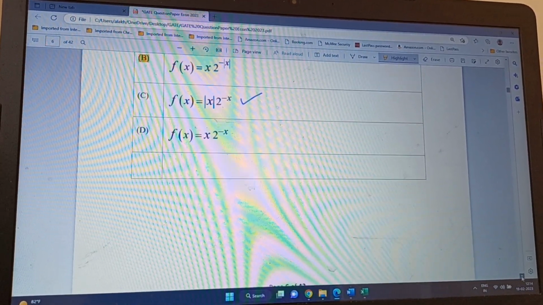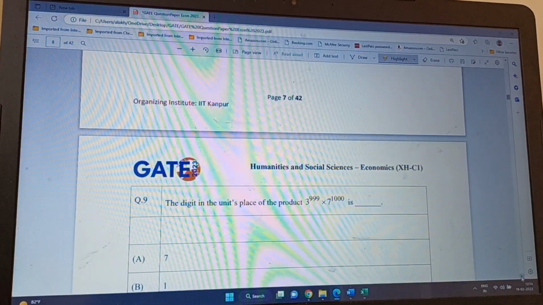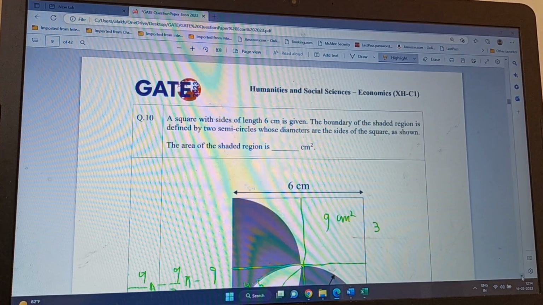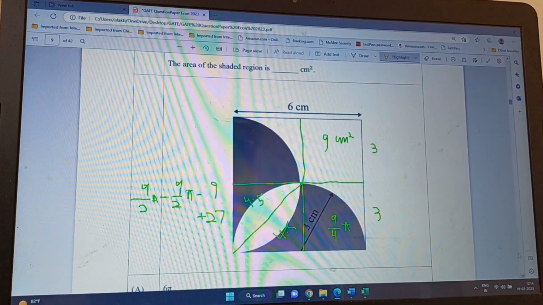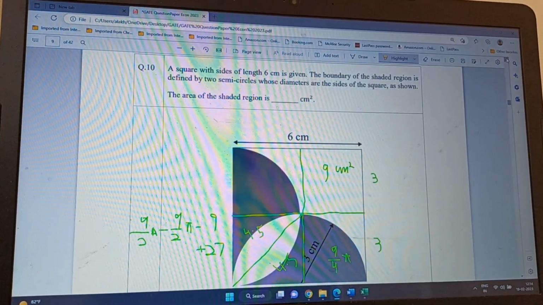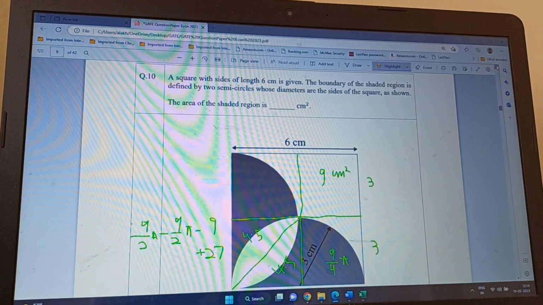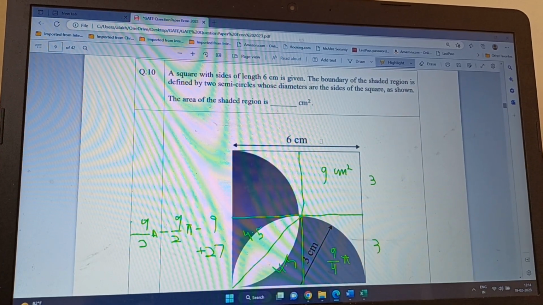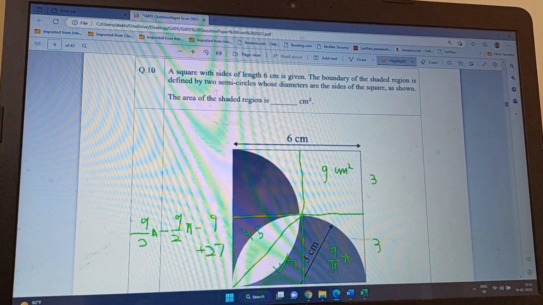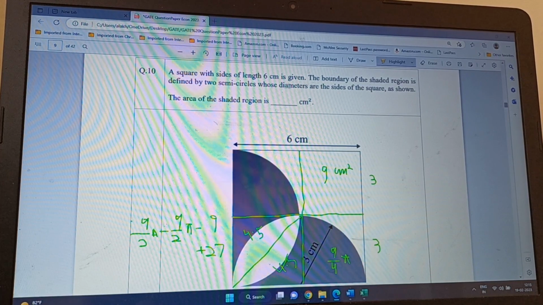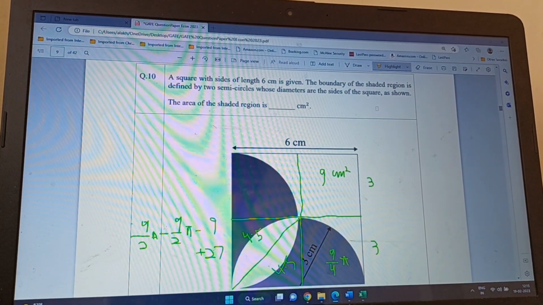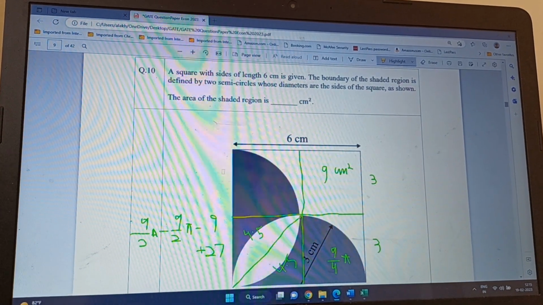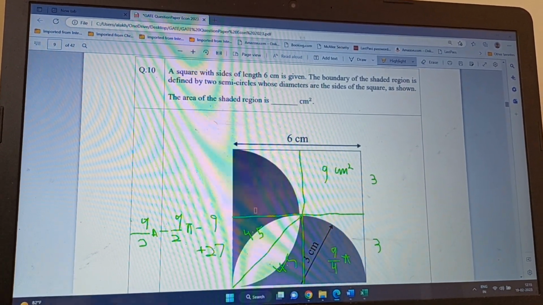Now I go to question number 10, and in question number 10, this is a very interesting question, actually. It says that a square with sides of length 6 centimeters is given. It means here is the length of 6 centimeters. The boundary of the shaded region is defined by two semicircles whose diameters are the sides of the square as shown. So the diameter of both the circles is 6 centimeters, so r is 3.